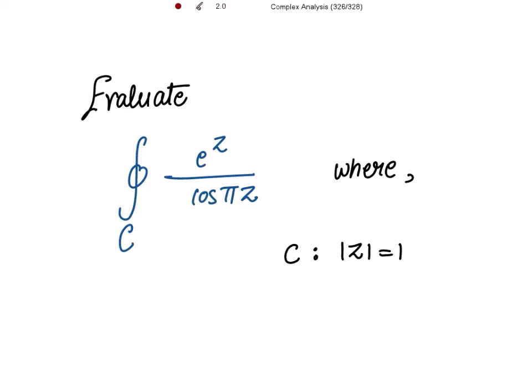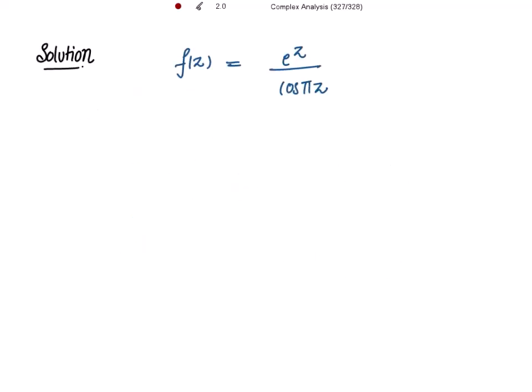Evaluate this integral where the circle C is |z| = 1. We are going to do this example with the residue theorem. So this is the function given to us. Let's find the simple poles first. What poles are we getting?